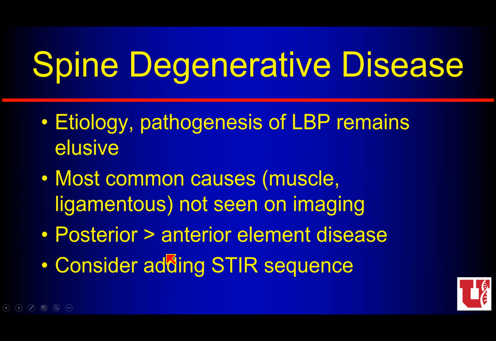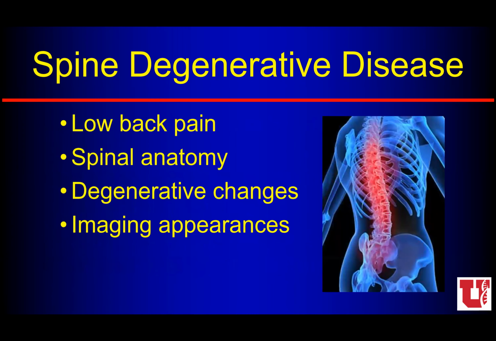Remember, there's a big difference between posterior and anterior elemental disease. Think about adding the stir signal, especially if you're trying to differentiate those end plate changes. That can be very helpful. So there's a kind of a whirlwind tour of low back pain. We looked a little bit at spine anatomy, and we focused on those degenerative changes that we talked about and their imaging appearances. So think about that nomenclature.